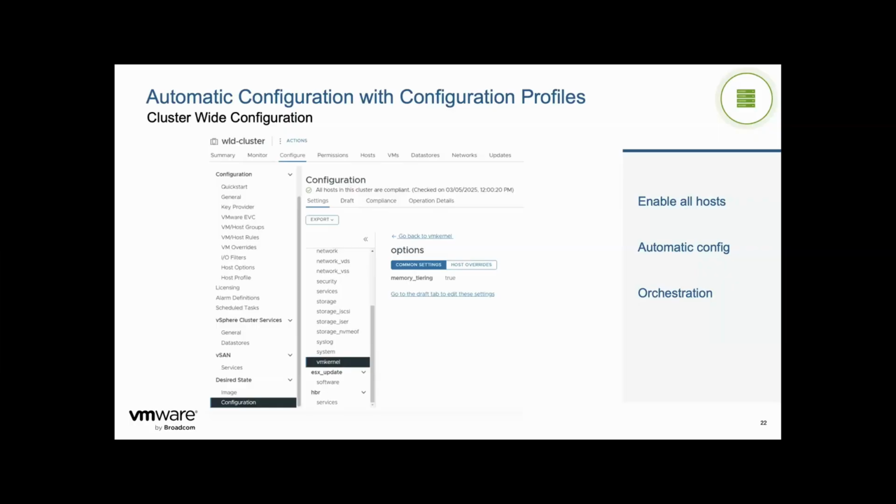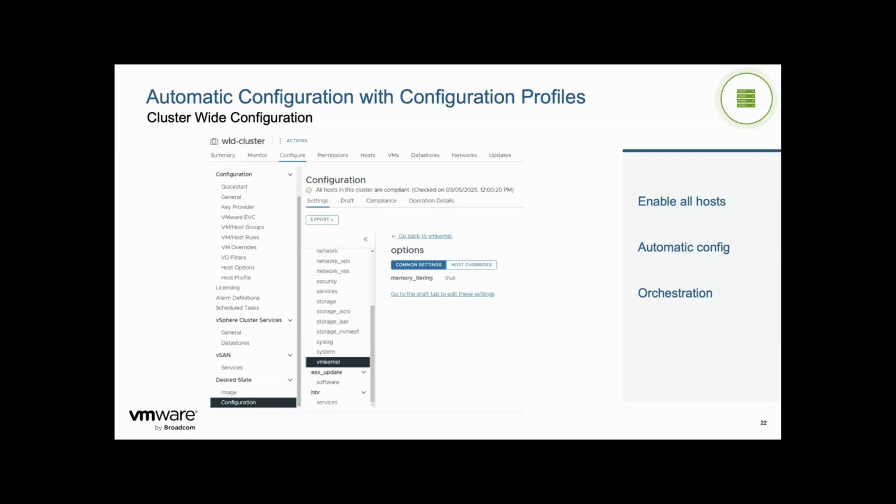It's a configuration profile. If you're not familiar with it, it's sort of the replacement for host profiles, just at the cluster level, which makes it really simple to configure, right? From the cluster level, you can tell it, hey, I want you to enable memory tiering, and it's going to do all the hard work for you.